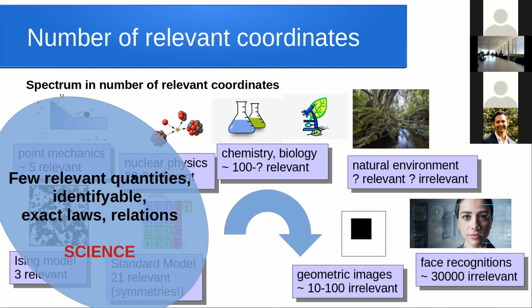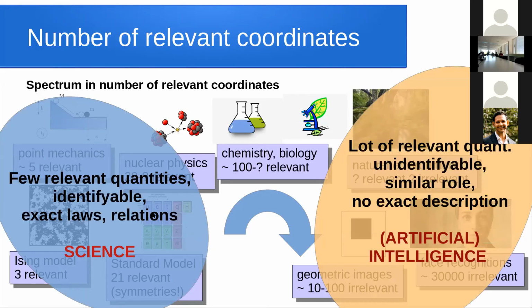And this is why science and artificial intelligence are different, because in science we are at this part of the image, and we have few relevant quantities which are all identifiable, and we have exact, closed, and exact relations, and this is the realm of science. While on the other extreme, we have a lot of relevant quantities, and since these are a lot of quantities that are unidentifiable, then in a lot of cases they play a similar role, and there is no exact description. And this is the realm of artificial intelligence. And in between, it is a good question what to use. I think there is a mixture of the two, which has to be used in chemistry, biology, and also in nuclear physics and so on.